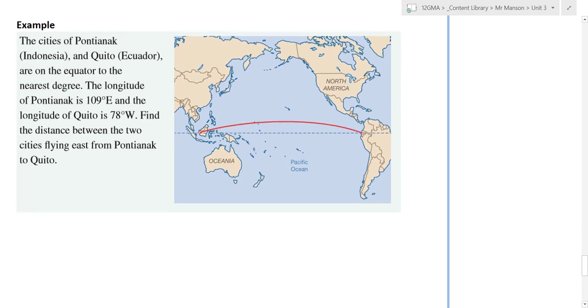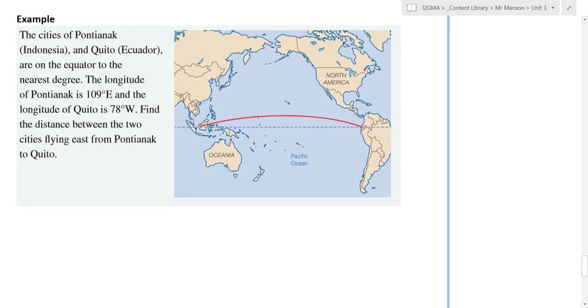Here's a quick example of two places. The city's name, Pontianak. So you know that one? In Indonesia, and Quito in Ecuador are on the equator to the nearest degree. The longitude of Pontianak is 109 degrees east, and the longitude of Quito is 78 degrees west. Find the distance between the two cities flying east from Pontianak. So you've got a map here, and you're told to fly east.